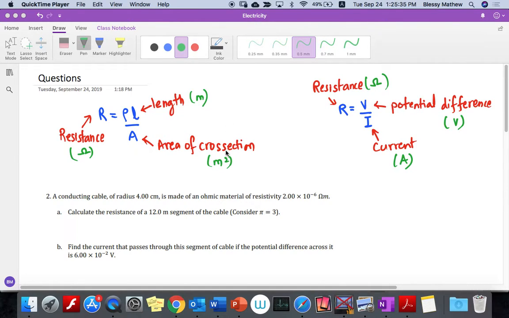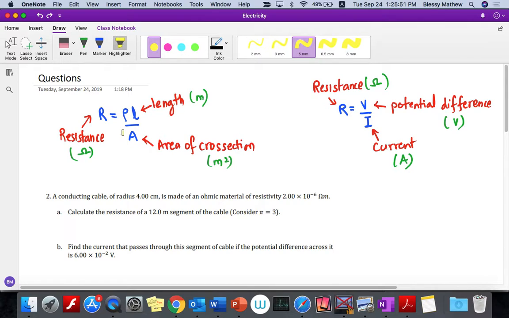So in this video we are going to see how to solve a problem based on the formulas which we did in the class today. So we can see that we have got two formulas here for resistance, for resistance related to length and area of cross section. If you remember, we did this in the class, as well as we have got the formula for resistance related to voltage and current. So let's read this question number 2.